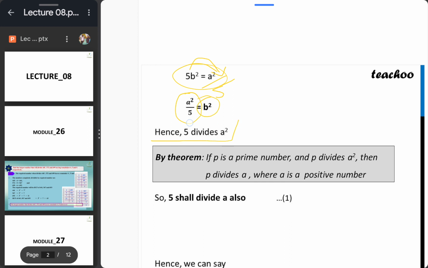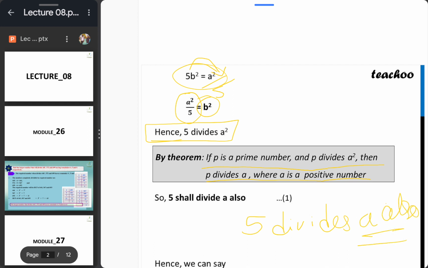Hence 5 divides a squared. By the theorem, if p is a prime number and p divides a squared, then p divides a, where a is a positive number. By this theorem, we can tell that 5 divides a also.